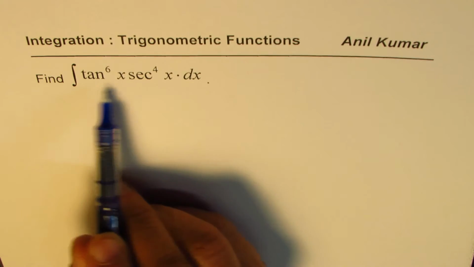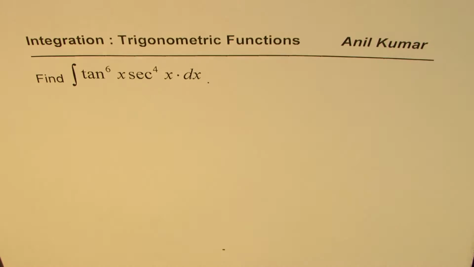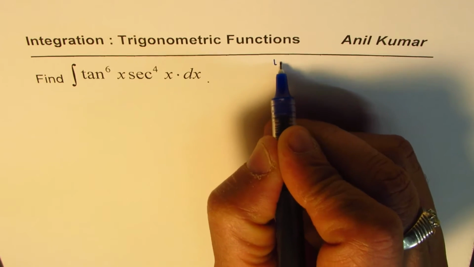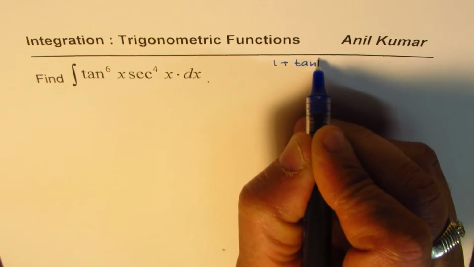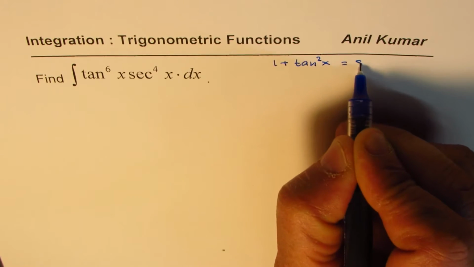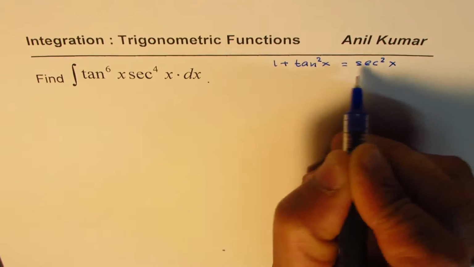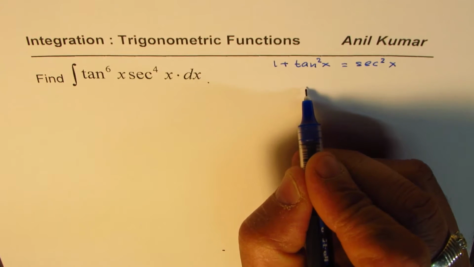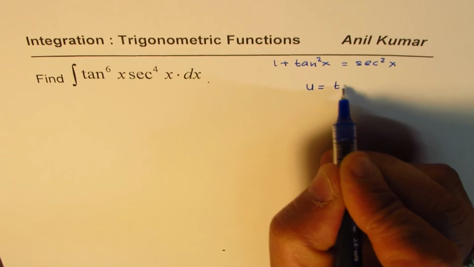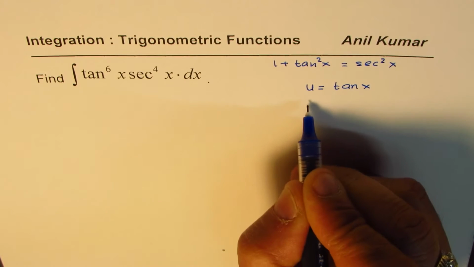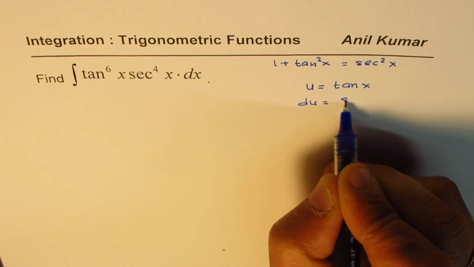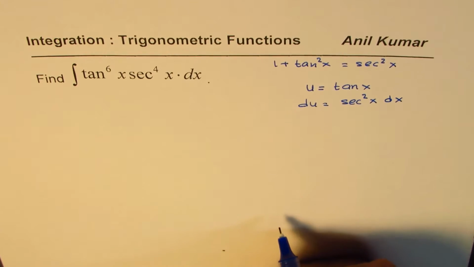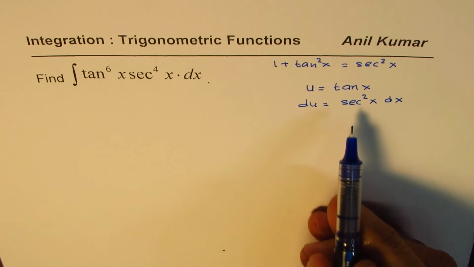Now let me remind you how they are related. Whenever you have trigonometric functions, try to look into their relations. One, we know that 1 plus tan square x is equal to secant square x. This is one we know. We also know the derivative of tan x. So if I substitute u equals tan x, in that case du can be written as secant square x dx, right?